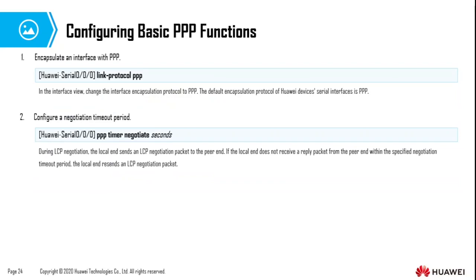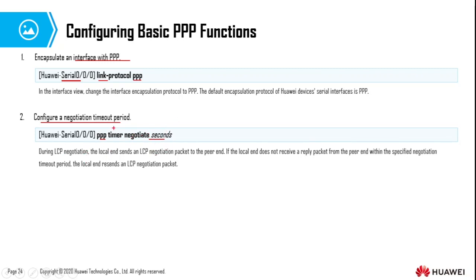To configure PPP authentication, the first thing you have to do is make the interface encapsulate packets using PPP. To do that, you go to the serial interface and use the command link-protocol PPP. Then this interface is going to encapsulate packets using the PPP protocol. Then you can configure the negotiation timeout period using the command PPP timer negotiate, then the number of seconds.